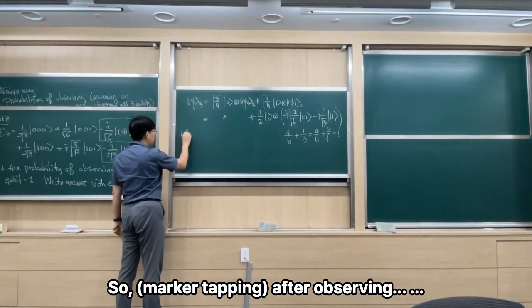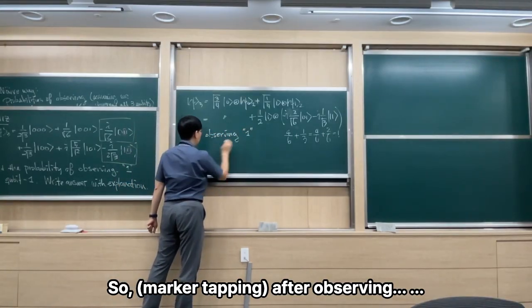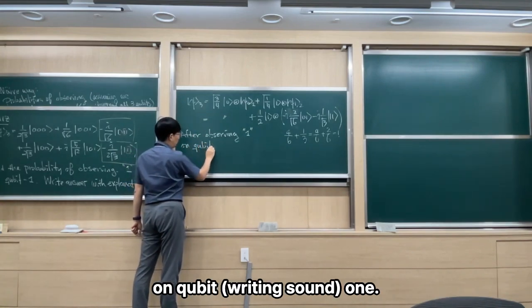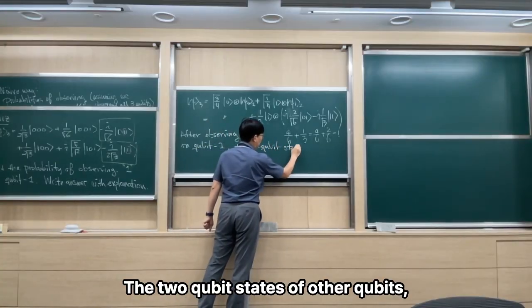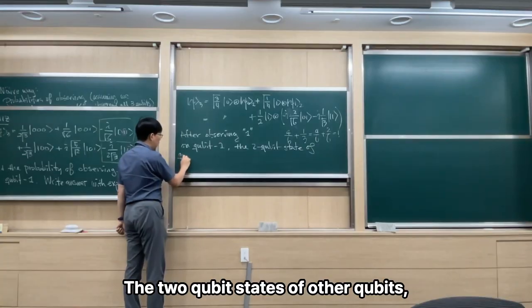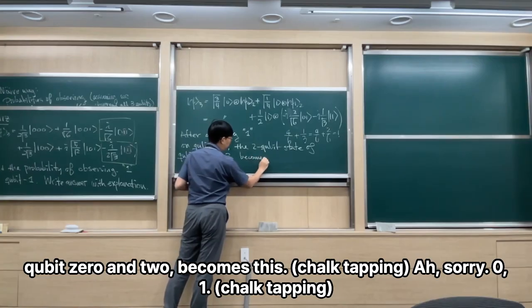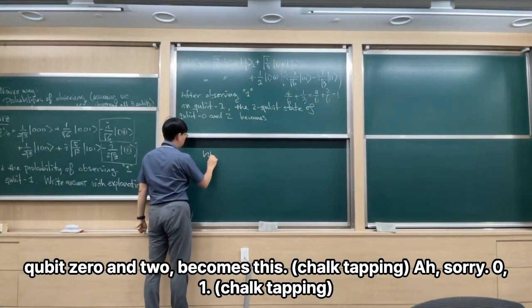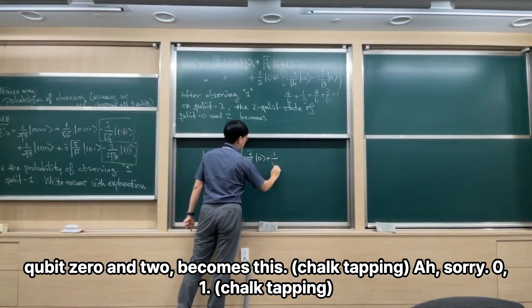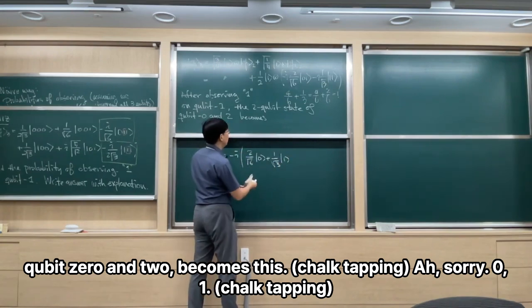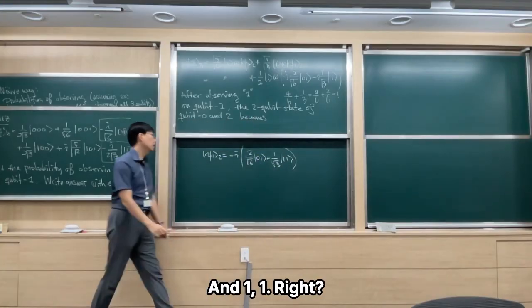So after observing 1 on qubit 1, the 2-qubit state of the other qubits, qubit 0 and 2, becomes this. Sorry, 0, 1, and 1, 1, right?